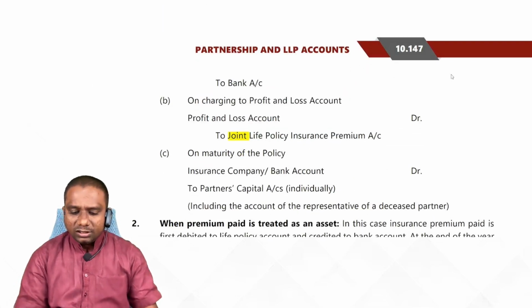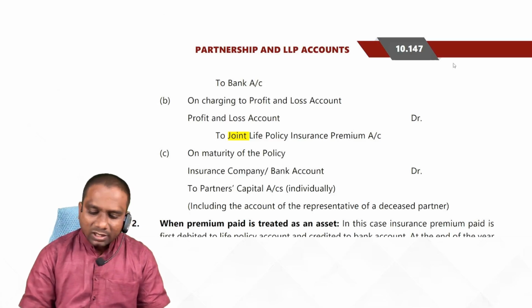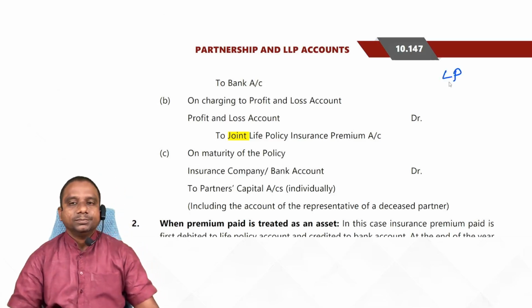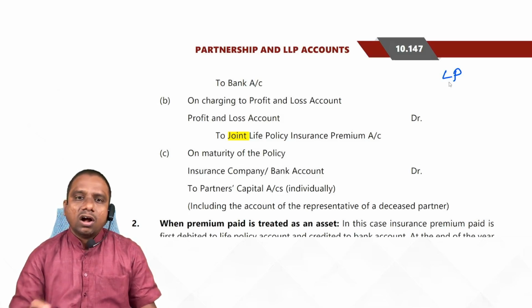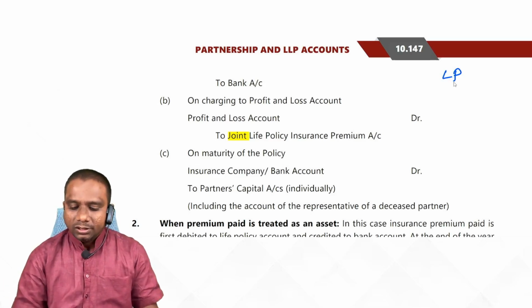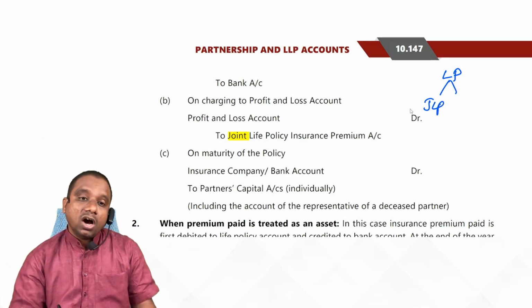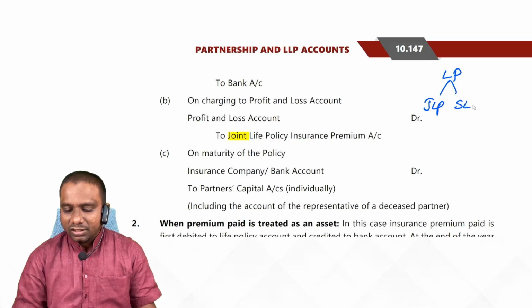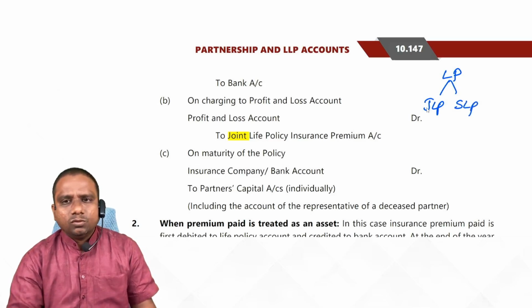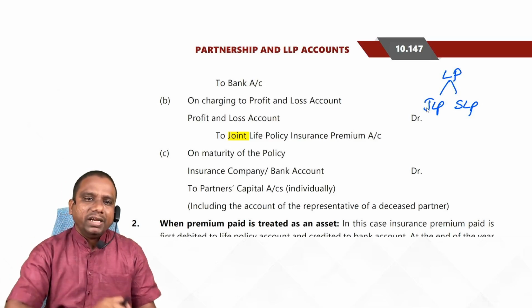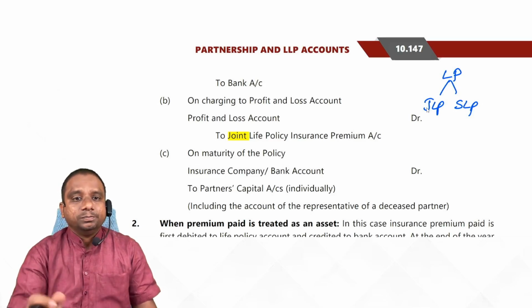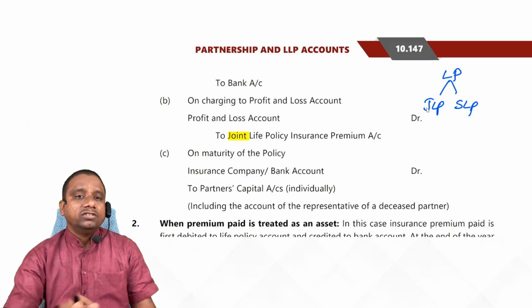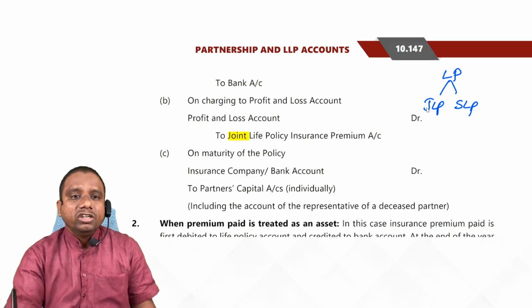10.147. Normally, here, first try to understand the concept of life insurance policy or life policies. Generally, the partners will take life insurance policy on the lives of partners. That may be jointly, then it is called joint life policy, or that may be separate life policies. Whatever it may be, now the premium is paid. The premium on life insurance policy is paid by the firm. Partners will not pay out of their pocket. Who will pay? Firm will pay.